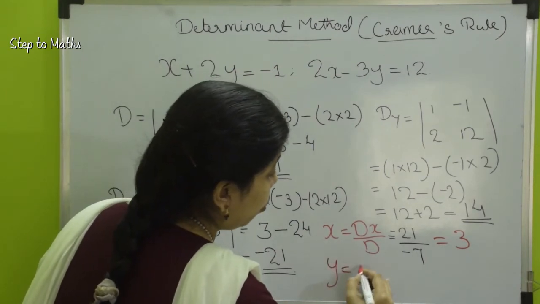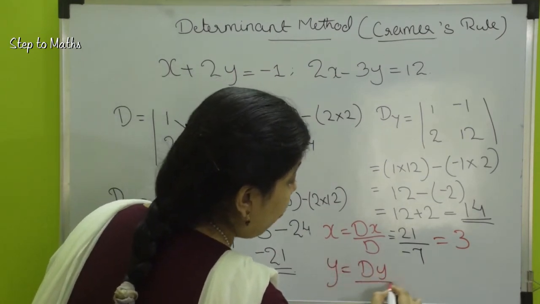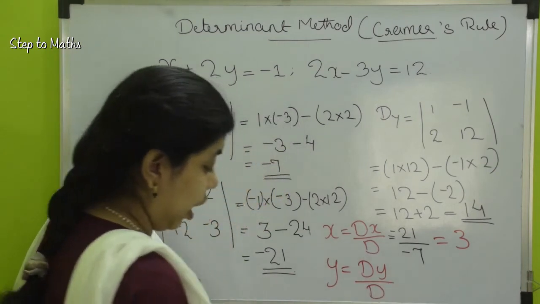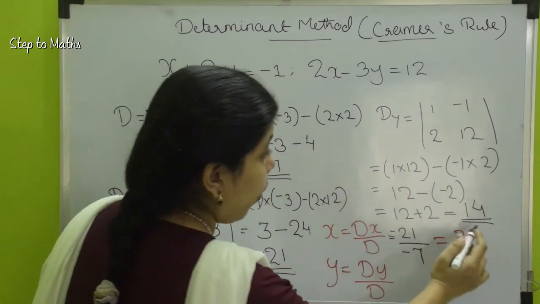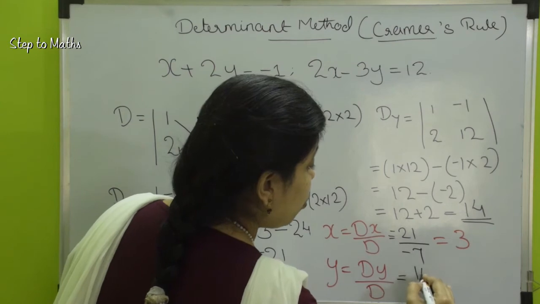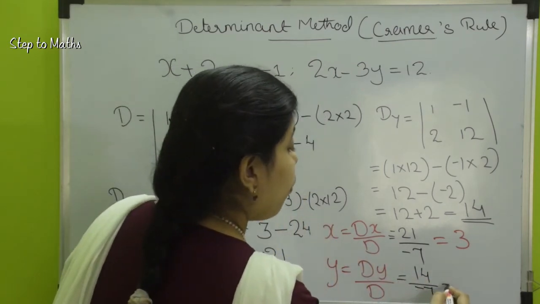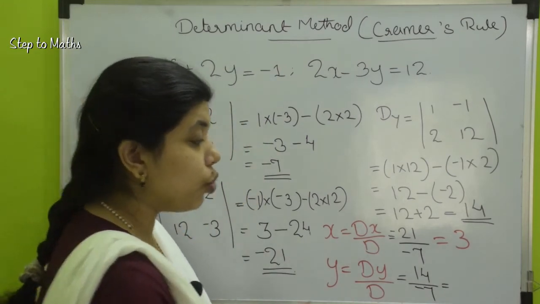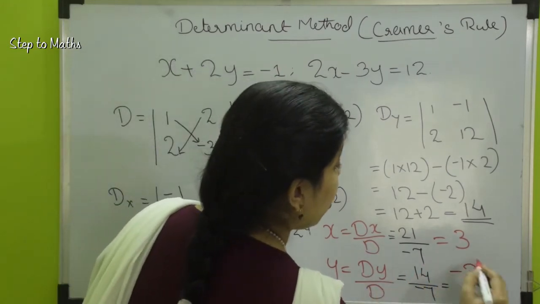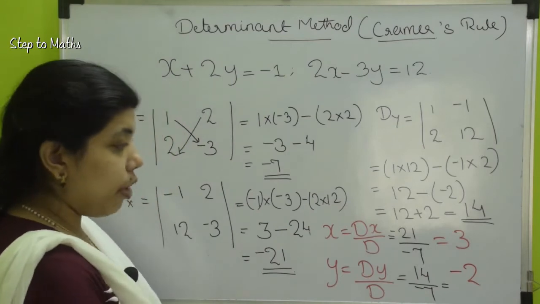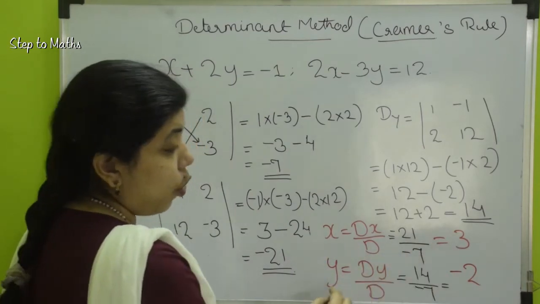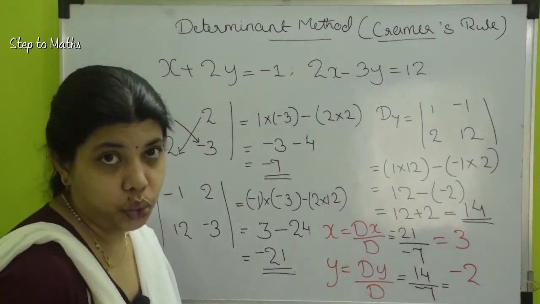In the same way, the value of variable y is equal to dy upon d. The value of dy is 14 and d is -7. 14 upon -7 is equal to -2. So the value of variable x is 3 and y is -2.